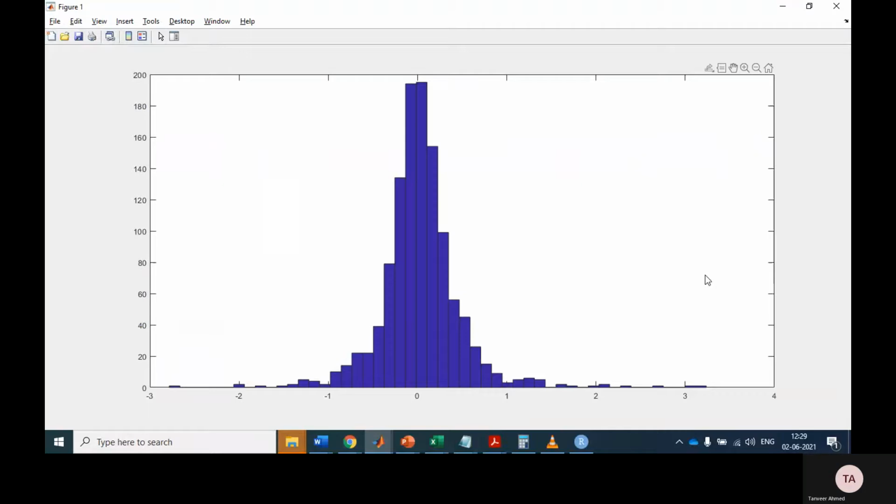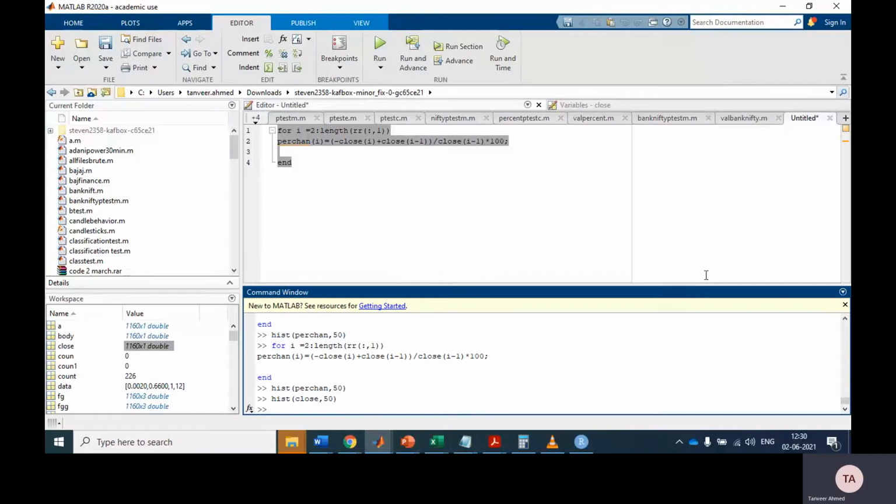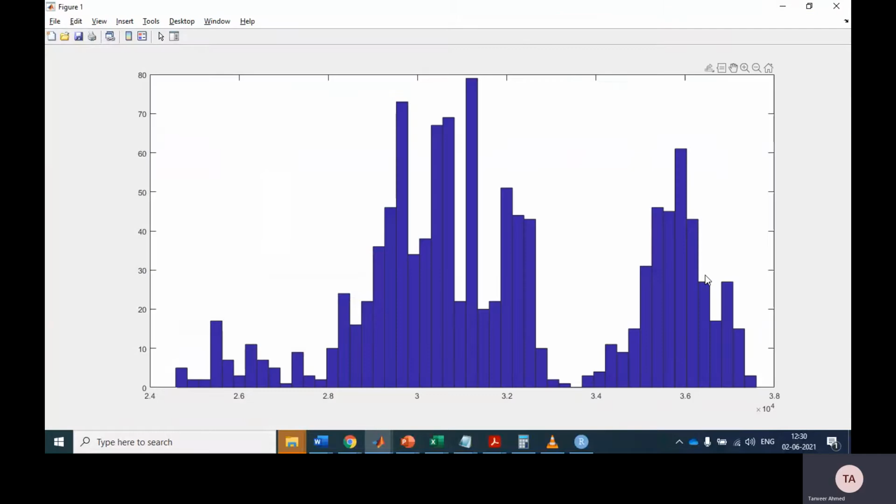That's pretty interesting. That is really interesting. All of a sudden, Bank Nifty started following a normal distribution. The original distribution of the closing price is not normal. Please take a look here. It's not normal.